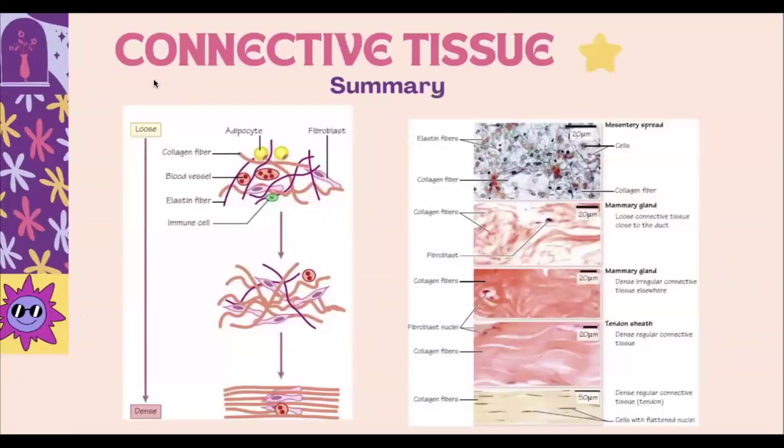So this is a summary of how they look. Coming from loose to dense, you can see just how greatly the number of fibers that you have matters, as well as how they're packed. Here there's very little. Here you can see some coming in together. This red stuff is the connective tissue fibers. Here you can see that it's coming together a lot, so it's increasing in density, but it's not very regularly packed yet. And then here you have a tendon sheath, very, very tightly packed.